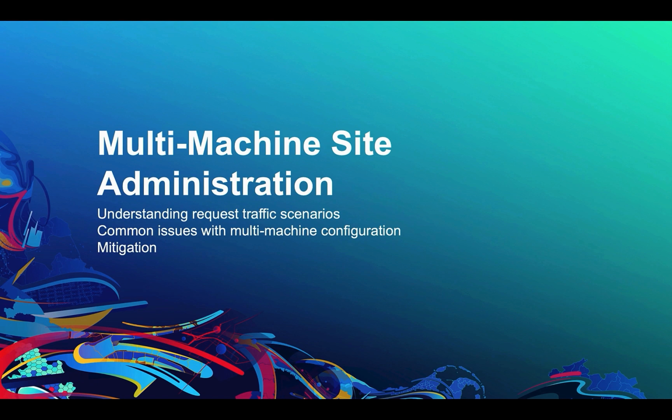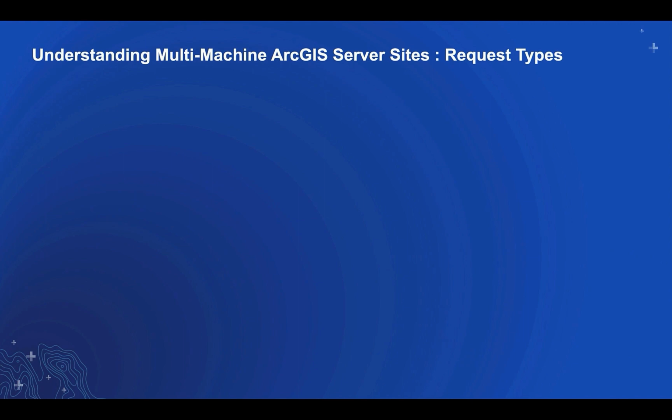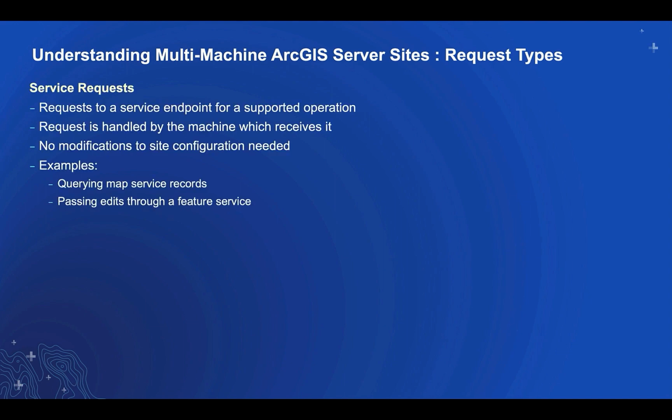Thanks, Ching. So in this section, we will talk about multi-machine site administration, go through some helpful concepts and some common issues with multi-machine configurations, and some functionalities to mitigate them. So we thought it would be relevant to make you administrators understand the difference between the two request types that come into a server site: service requests and administrative requests. Now I promise this will be useful when we go through some of the issues in later slides, so bear with us.